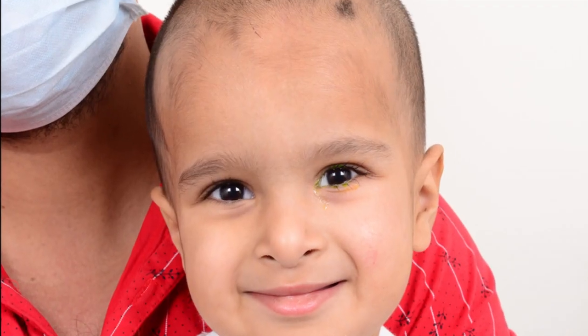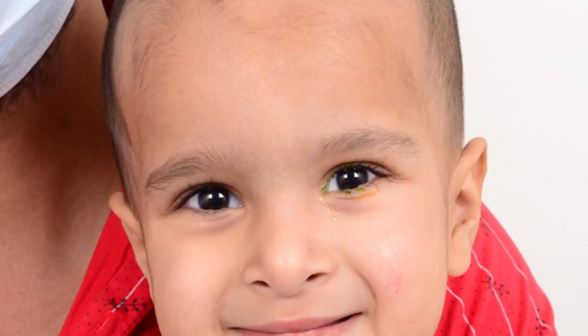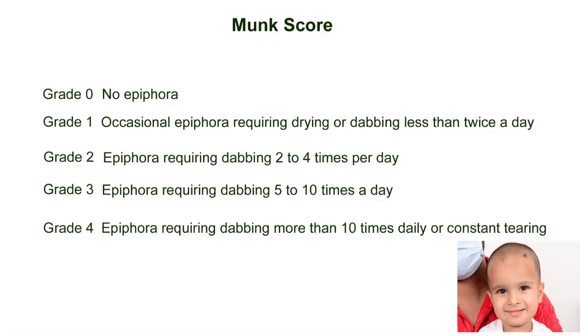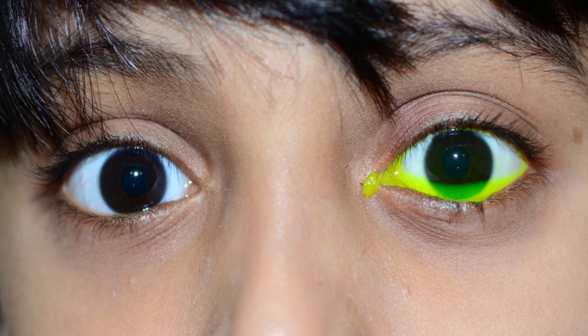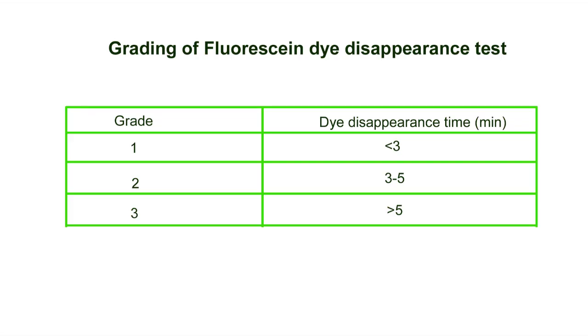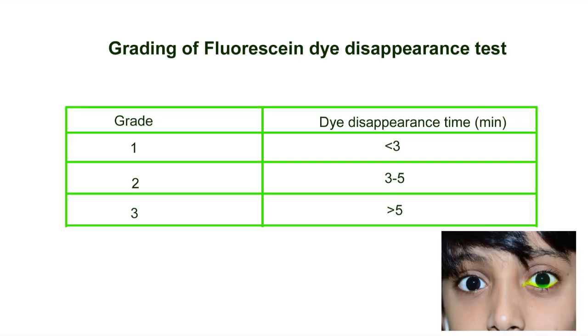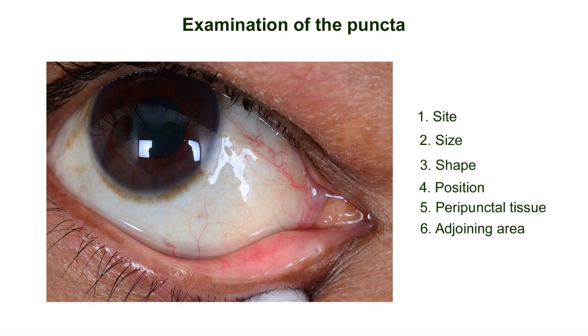The most common clinical presentation is epiphora. It can be graded as follows. Fluorescent dye disappearance test is a simple diagnostic test to grade the severity, which is classified from grade 1 to grade 3. Examination of the puncta includes site, size, shape, position, peripunctal tissue, and adjoining area.